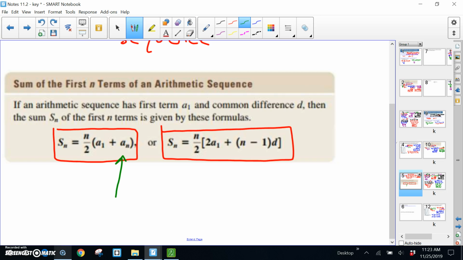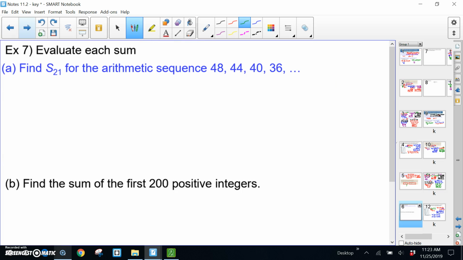Example 7 says evaluate each sum. Find S21 for the arithmetic sequence. Before we start, understand that means we're going to find the sum of all of the numbers in that list. If I had to find S2, you would just add up these two numbers and get 92. S3 would be the sum of the first three numbers, I believe that's 132. Don't write that down, I just want you to understand what sum is. When it says find S21, they want you to find the sum of the first 21 numbers.